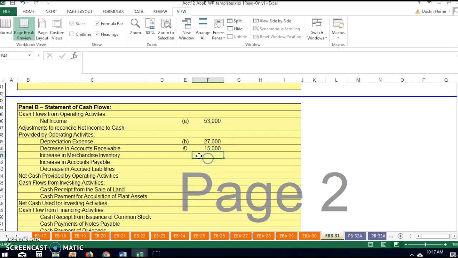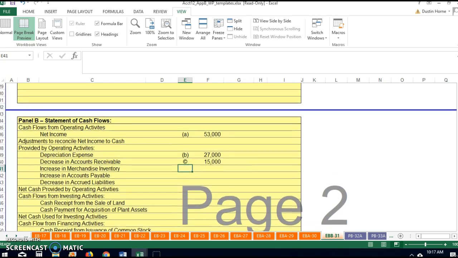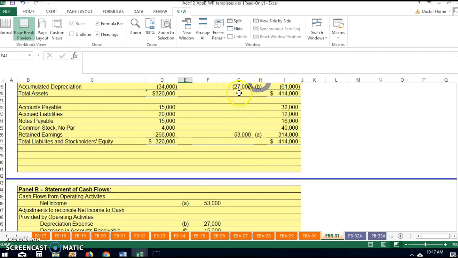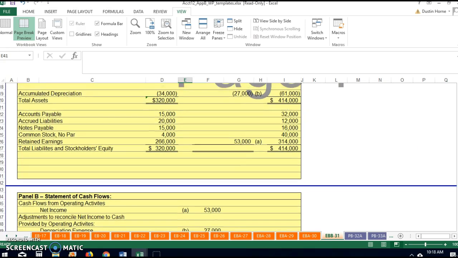Okay. Remember the little trick I told you for current assets? If it's an increase in a current asset, it's a decrease on the cash flow statement. If it's a decrease in a current asset, it's an increase on the cash flow statement. Just a little trick that I showed you in an earlier video. Do you notice here, if it's on the credit column up here, it's got to be on the debit column down here? Okay.